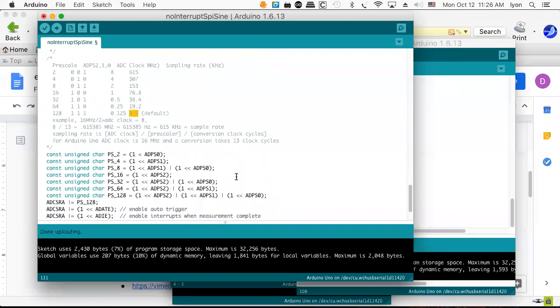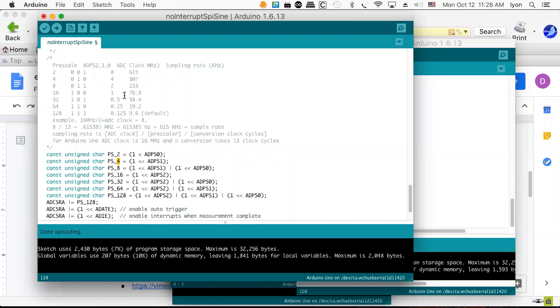Then you want to figure out how to set those bits. Here are bits 0, 1, and 2, three bits from left to right: ADPS0, ADPS1, and ADPS2. If you only set ADPS0, that sets this bit and gives you a divide by 2 clock. If I set ADPS1, that gives you the divide by 4. And here's how you get your divide by 8.